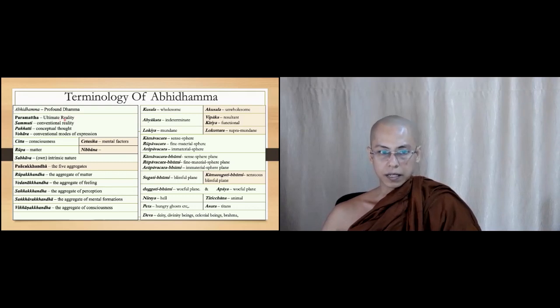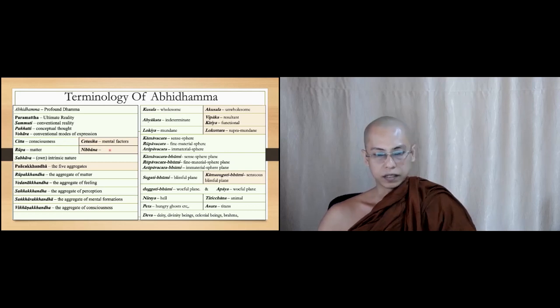Paramattha is translated as the ultimate reality, and Sammuti is conventional reality. Under that, the Paññādhikālaṅkāra, conceptual thought, and also the word Ohara is not used many times in the Abhidhamma teaching, but this is a synonymous word of the Paññādhikālaṅkāra. That's why I include here conventional modes of expression, so Ohara. These are usage.